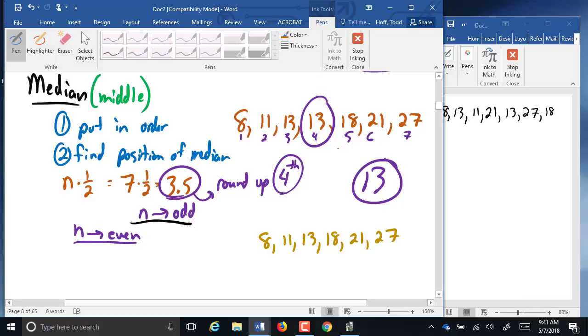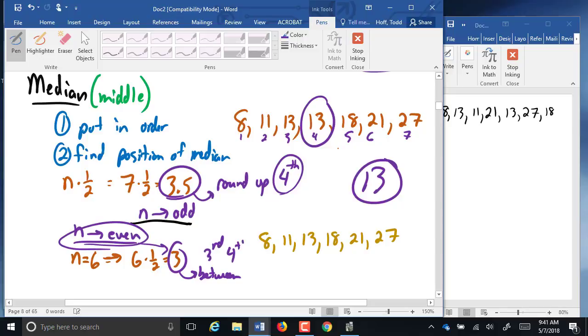To find the position of the median, what's n equal in this set? How many numbers are in that set? There's 6 of them. So that means it's 6 times 1/2, which is 3. Since n is even, that tells us it's between that one and the next. So that means it's between the third and the fourth number. So 1, 2, 3, 4, 5, 6. Third number is 13 and the fourth number is 18.